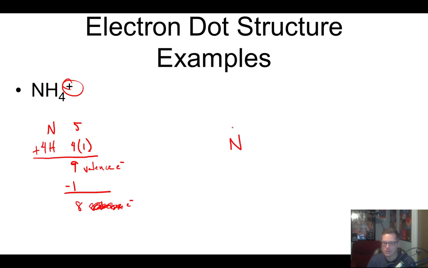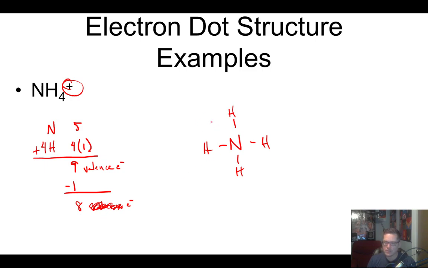All right, so now we're going to write this out. We already know nitrogen's going to go in the middle, and we're going to attach everything else to it. So we've got hydrogens everywhere. NH4. Now think about our octet rule. Our hydrogens are happy because they each got 2. Nitrogen wants 8, so 1, 2, 3, 4, 5, 6, 7, 8. So we're at 8, and we wanted 8 electrons, right?